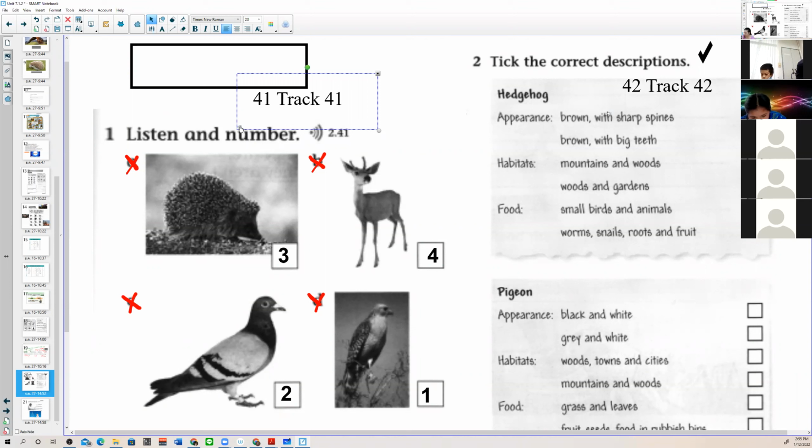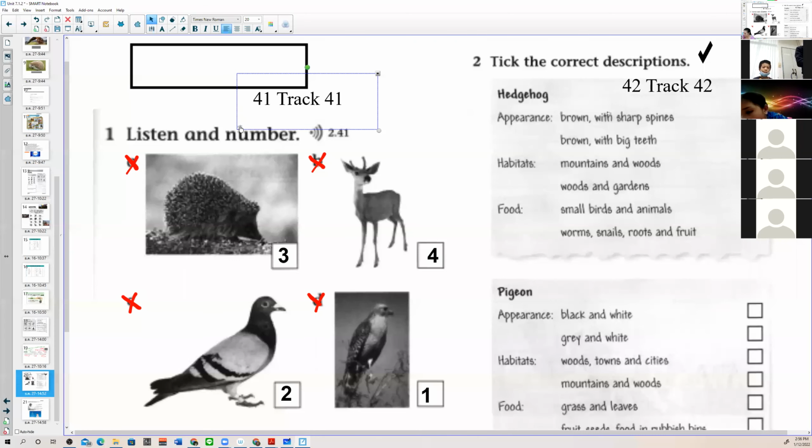Number 1. It's a bird. It's got brown feathers and a big beak. It lives in mountains and woods, and it eats small birds and animals. Number 2. It's a bird. It's grey and white. It lives in woods, and it lives in towns and cities too. It eats fruit and seeds and lots of other things, like food in rubbish bins.